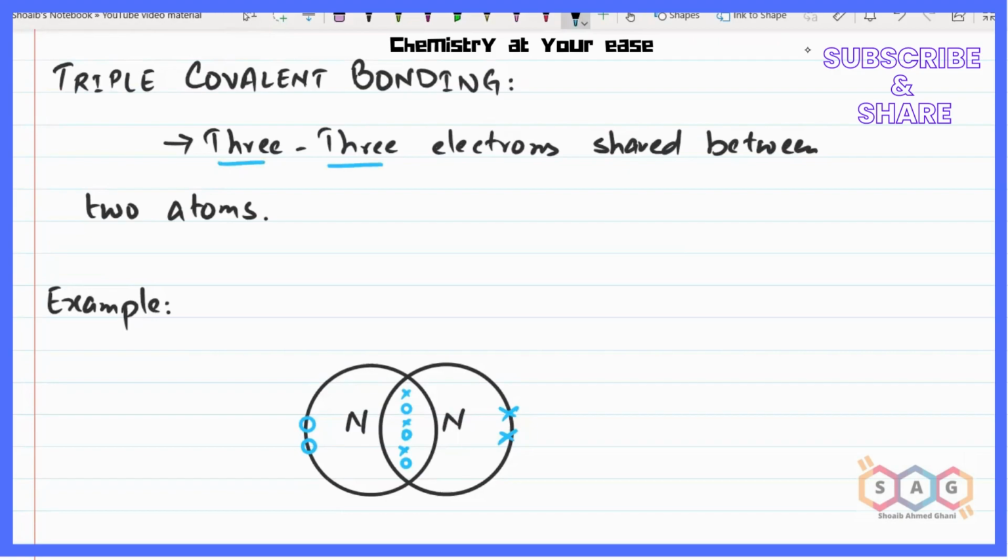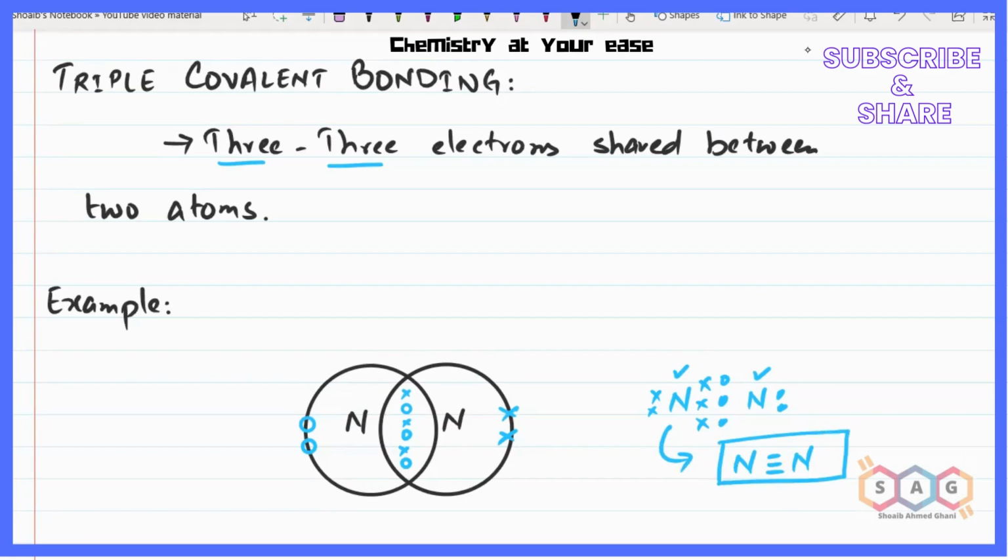Now for nitrogen in this molecule, one nitrogen atom is going to share its three electrons with the three electrons of the next nitrogen atom. At a time, one atom shares its three electrons, and the other atom shares its three electrons to complete its requirement. So there is a triple covalent bond, which is represented by three lines formed between the two nitrogen atoms.